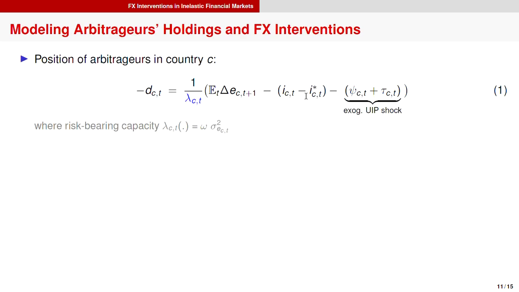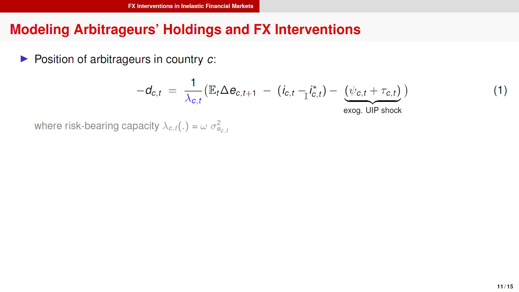So here we have this model, and I'm only going to present two equations for the entire model slide. We have one equation, which is arbitrageurs' holdings, simply the arbitrageurs' holdings for country C, and these holdings are a function of UIP deviations, which is given by the difference between exchange rates and interest differentials between home and foreign currencies. And then we have the exogenous UIP shocks, which are a risk premium shock, phi CT, and the capital control shock, tau CT.